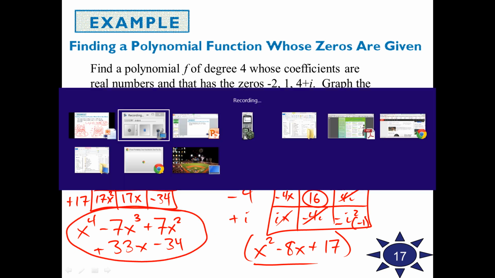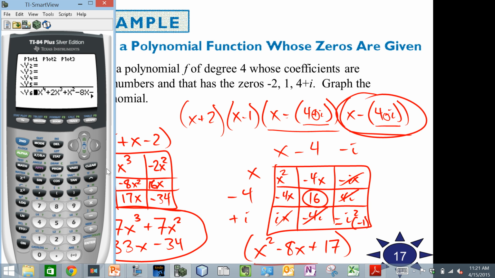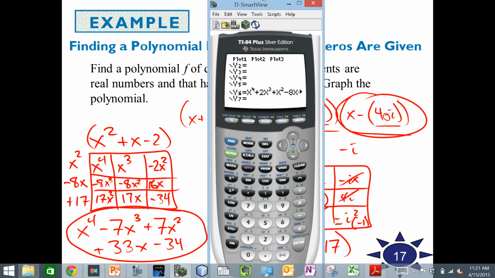All right, we could graph this as well. Let's go over to our graphing calculator and plug this in. Let me turn off the other graphs. And so we have here x to the fourth minus 7x cubed plus 7x squared plus 33x, and finally minus 34. And let's go ahead and graph this.